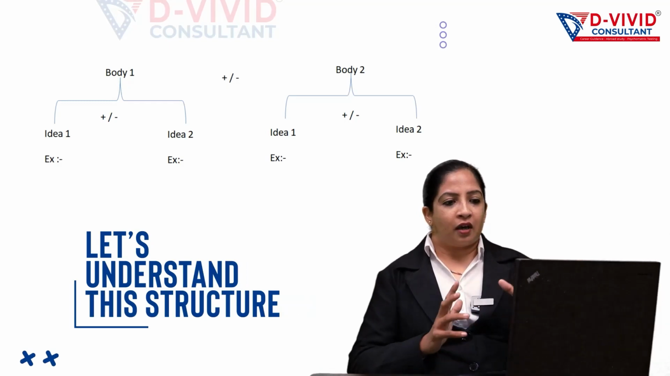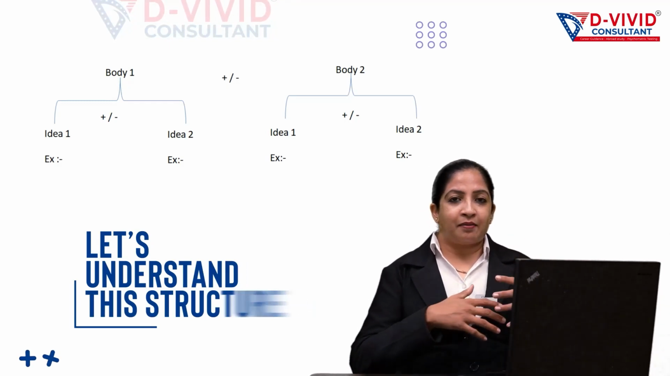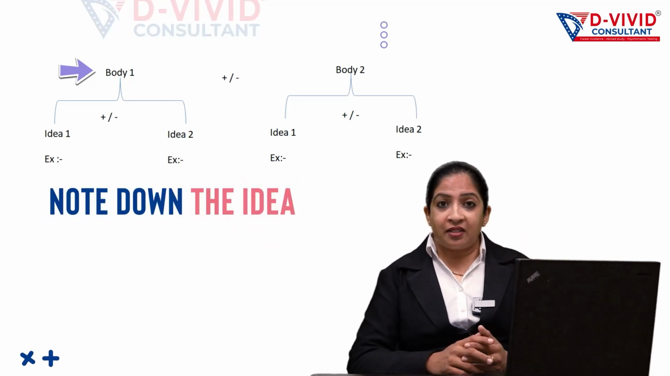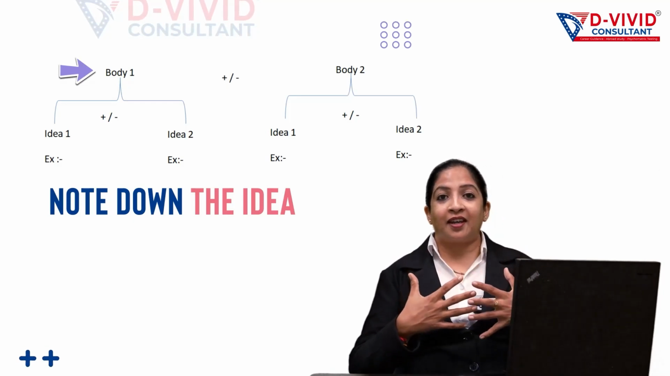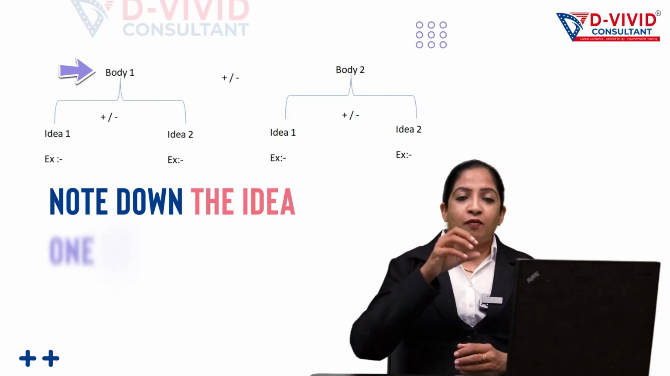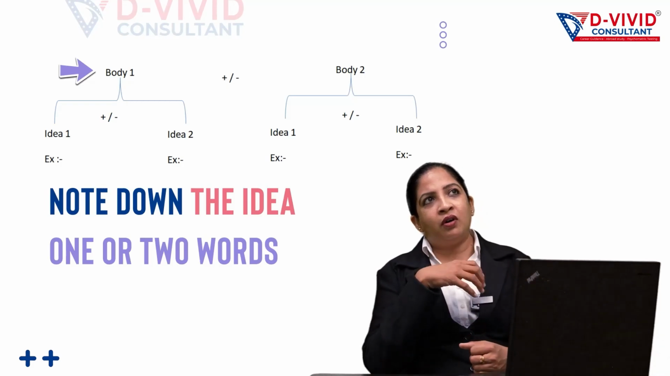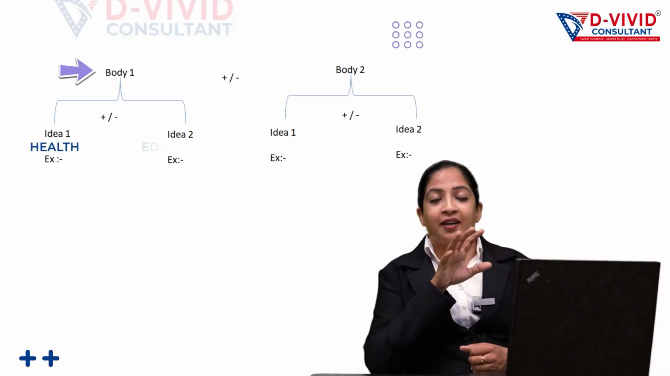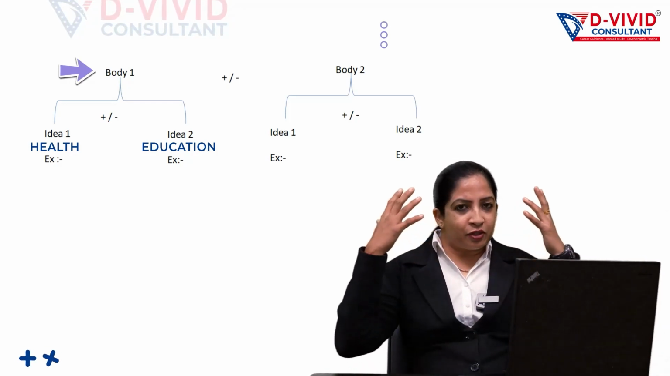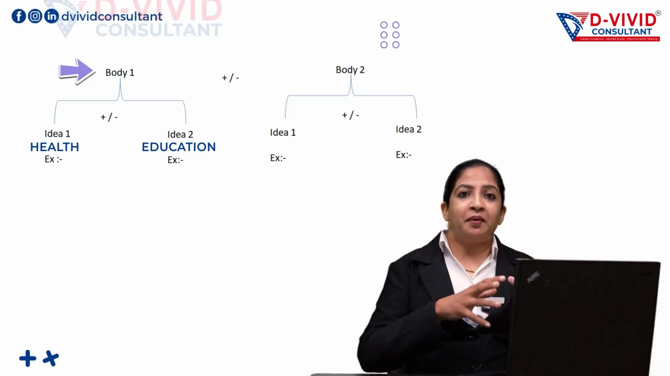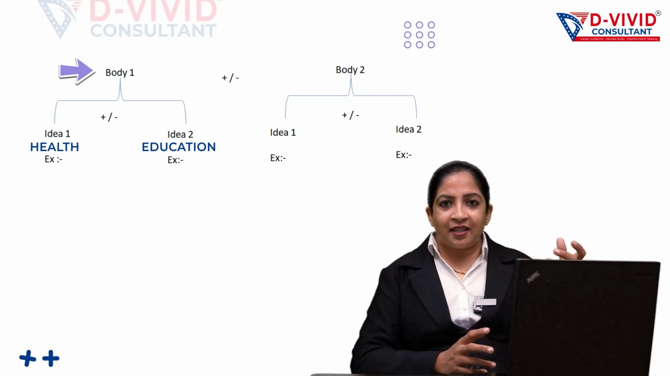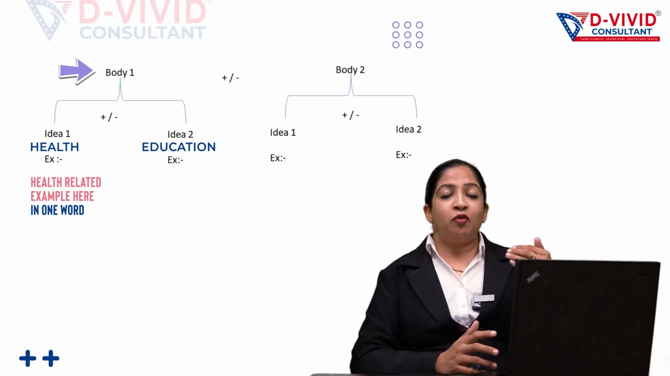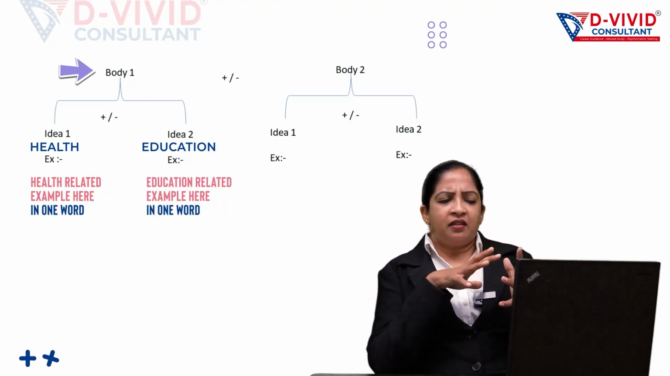So friends, let's understand this structure. Suppose I am planning, I am structuring my body 1. So here only itself I will note down the idea. Means generally noting down an idea doesn't mean that I will write the complete sentence. No, I just write 1 or 2 words. Like suppose I can say health and education, so I just write health and in my idea 2 I'll write education. That's it. क्योंकि वो परसेप्शन तो मेरे माइंड में है, वो क्लियर है. Again there only I will write my examples too. Whatever example related to health came to my mind, I write down in one word under my first idea. Same goes to my second idea and the same thing I'll follow in my body 2.